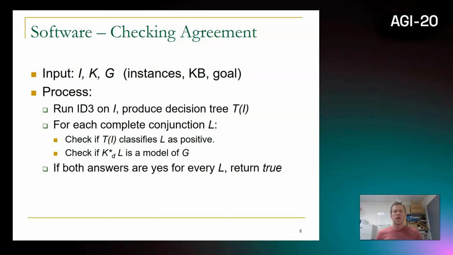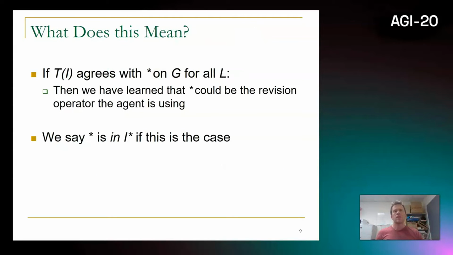It checks, does the decision tree classify L as positive exactly when revision by L entails G? That's the idea. And if both answers are yes, then this whole system returns true. So that's a very abstract version. So what does it really mean, though? What are we really saying?